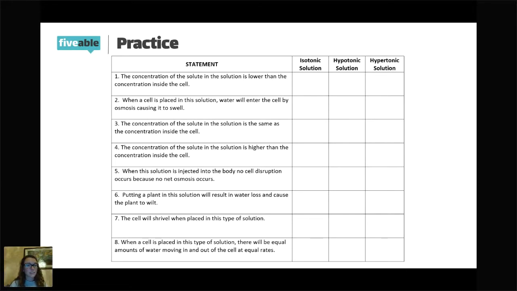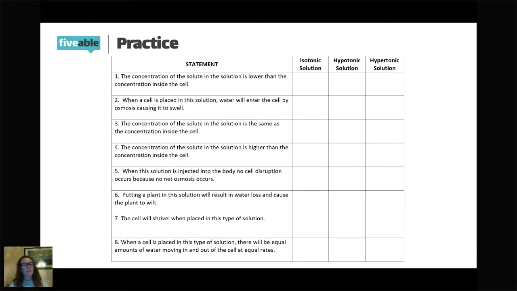2, when a cell is placed in the solution, water will enter the cell by osmosis, causing it to swell. Hypo again. Good. Hypo, hippo. Remember, water moves inside. That cell gets bigger. 3, the concentration of the solute in the solution is the same as the concentration inside the cell. Iso. Awesome. Good job, ladies.